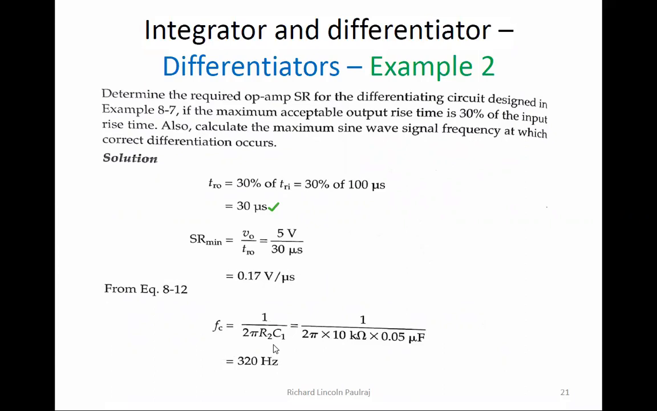Now we have the formula F, that is frequency, is equal to 1 divided by 2 pi RC. We have different R's here: R1, R2, R3. I am going to consider R2, the one which is in the feedback. So 1 divided by 2 pi, R was calculated as 10K, and C was calculated as 0.05. So we have the frequency of about 320. Just check and tell me if this is proper. 320 hertz.